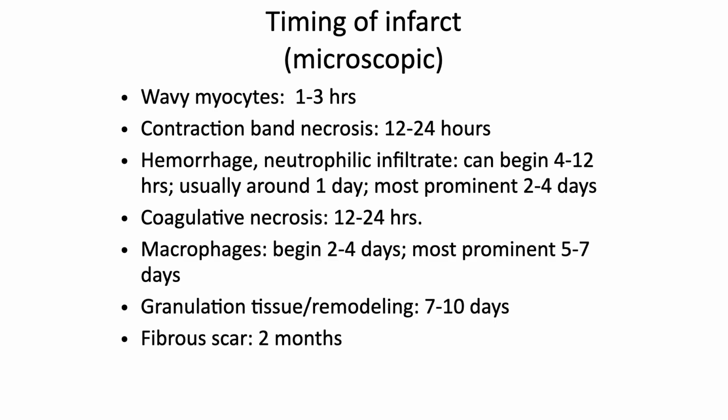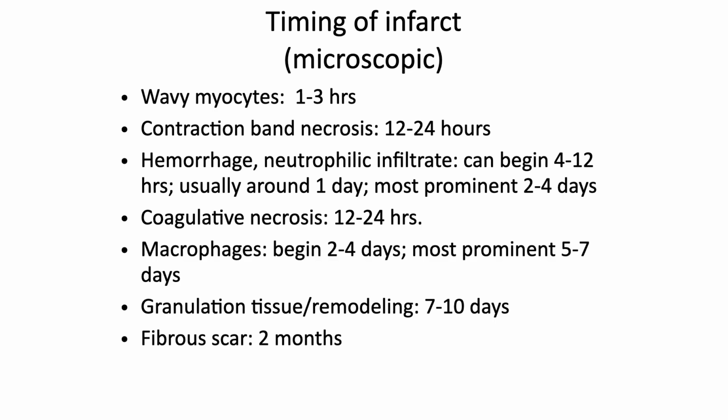So wavy myocytes is one of the earliest ones. You can see that like 1 to 3 hours. You're going to start seeing contraction band necrosis around 12 to 24 hours. The neutrophilic infiltrate can begin as early as 4 to 12 hours. Usually around 1 day you see it pretty well, and then definitely prominent by 2 to 4 days. Coagulative necrosis would correspond with early on, 12 to 24 hours. Macrophages begin about 2 to 4 days, which makes sense.